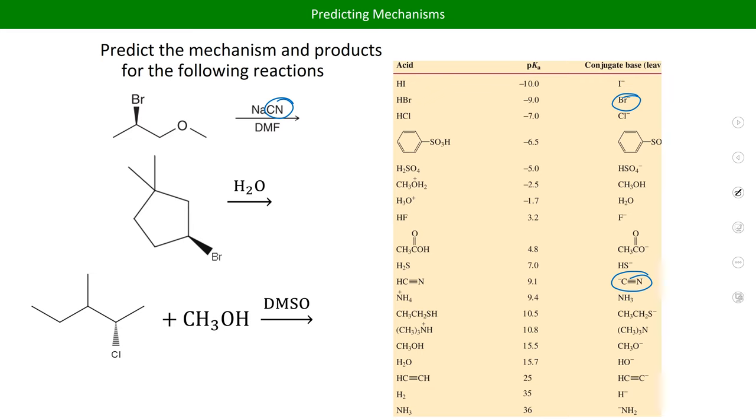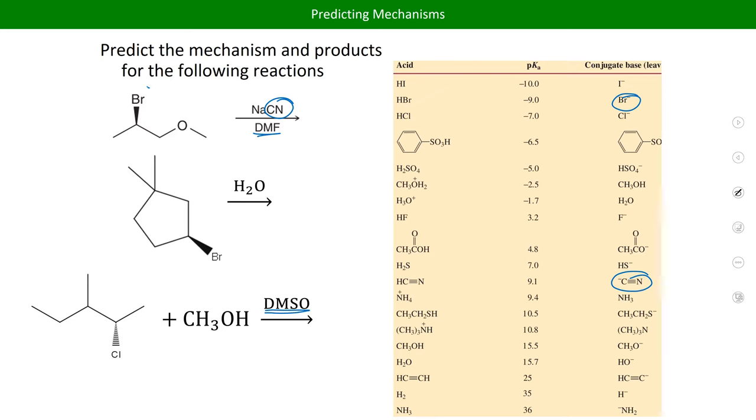And DMF and DMSO and acetone are the most common aprotic solvents. Acetone, we don't use too much because it has some other side reactions that can occur. So usually DMF and DMSO are the most common aprotic solvents that we're going to see, or dichloromethane. Dichloromethane gets used as well, DCM, but it's not as polar as these other ones, so it doesn't get used as often. So strong nucleophile, aprotic solvent, secondary leaving group, and it's a good leaving group.